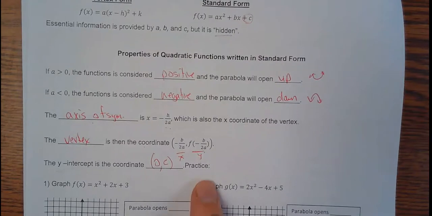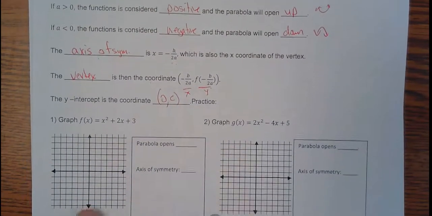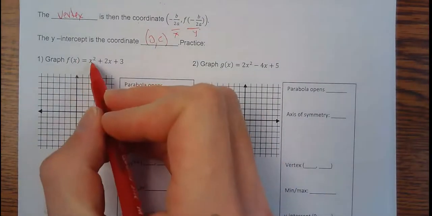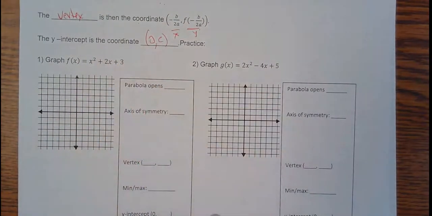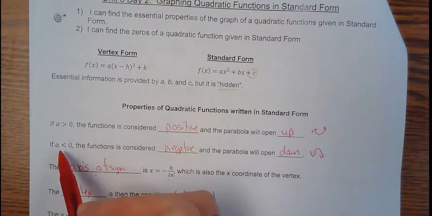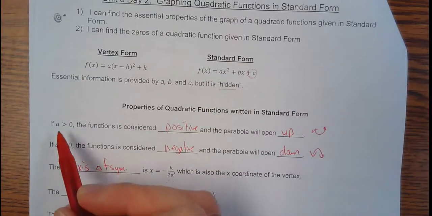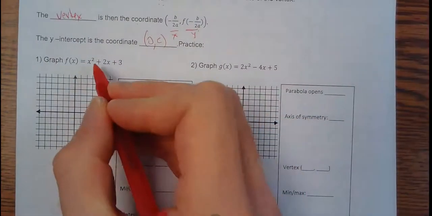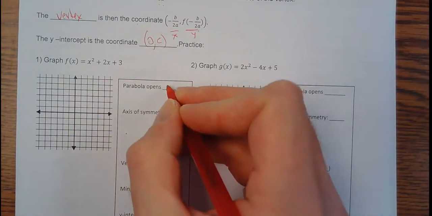Okay, so let's practice with these. So down here, we're going to do some graphing. We need to graph x squared plus 2x plus 3. So first off, what direction will this parabola open? So I need to look back at, well, what's my a? Is my a positive or is my a negative? Because if it's positive, it will open up. If it's negative, it's going to open down. Well, the a on this one is a positive 1. So this one is going to open up.